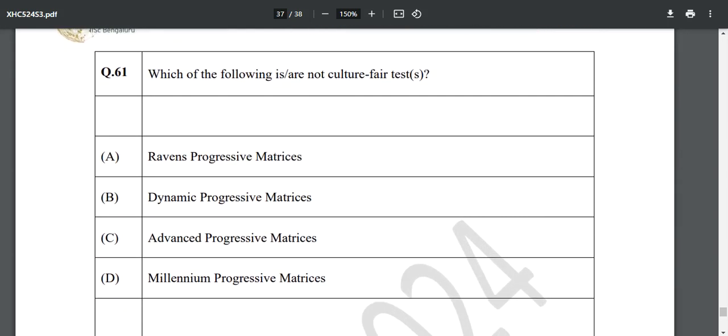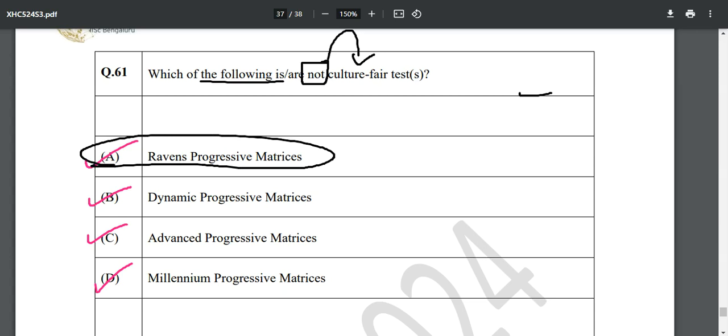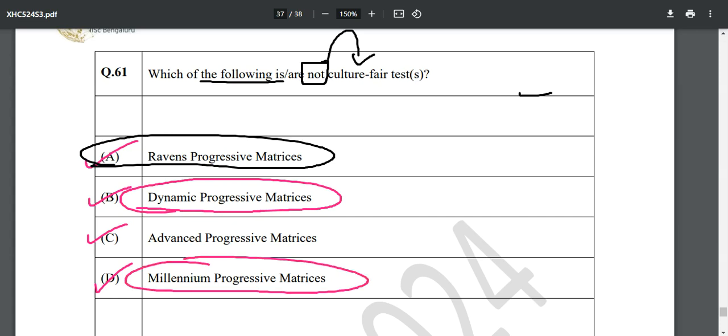Which of the following is or are not culture fair tests? Raven's progressive matrices, dynamic progressive matrices, advanced progressive matrices, millennium progressive matrices. But alert again here, the question is asking which of the following are not culture fair tests. As you all know, Raven's is culture fair. So this question is a little bit tricky. The dynamic one and the millennium one are not culture fair tests.